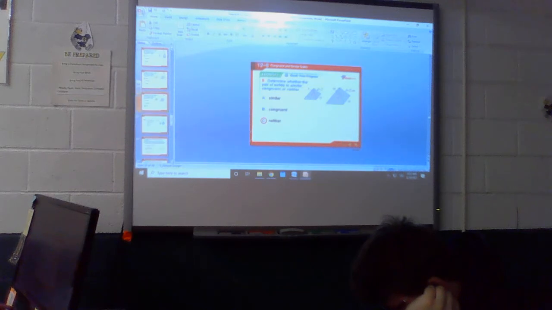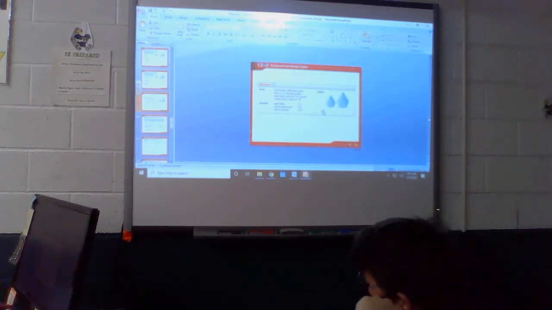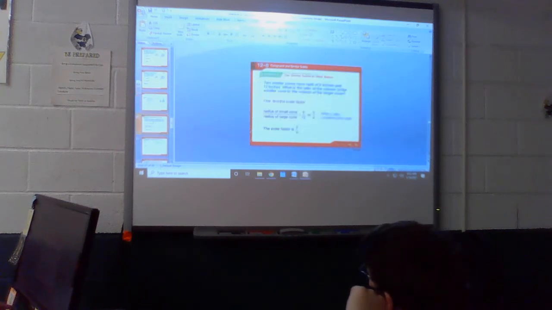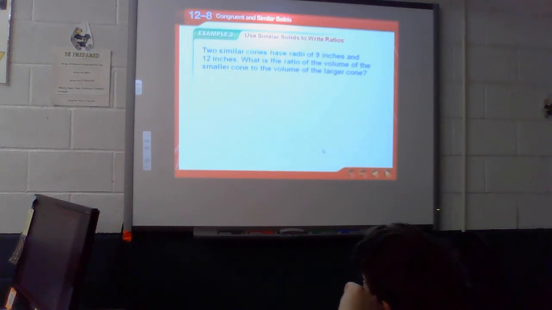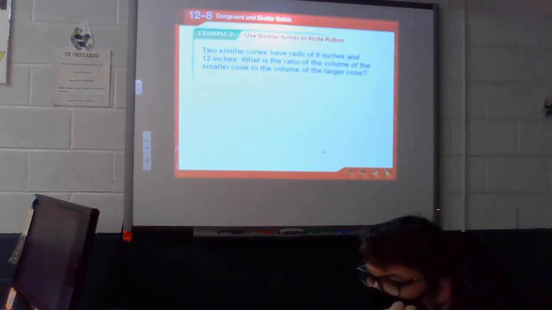Okay. So now we look at the theorem one, 12-1. Okay. So here's my problem. 2 similar cones have radii of 9 inches and 12 inches. What is the ratio of the volume of the smaller cone to the volume of the larger cone? So they're asking you for the ratio. But remember, the ratio of the volumes has to be a cubed over b cubed.